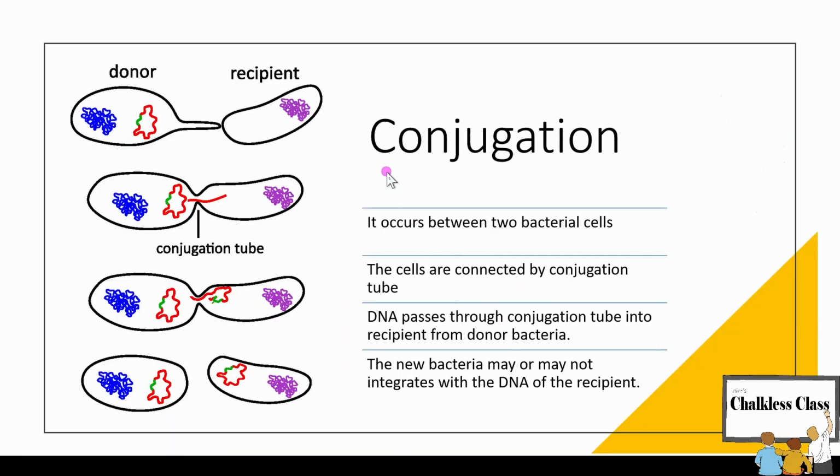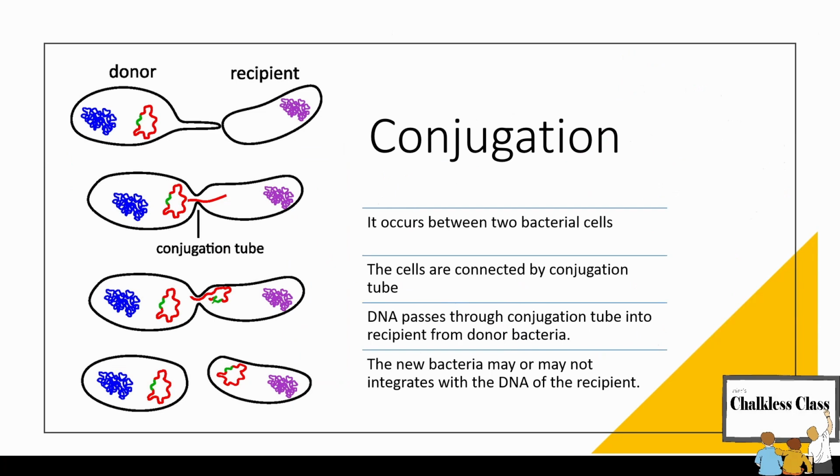One more method is conjugation. This is a natural method. It occurs between two bacterial cells. During conjugation, the bacteria are interconnected by a bridge, a conjugation tube. This is the conjugation tube. And through this tube, the plasmid will pass from one bacterium to another bacterium.